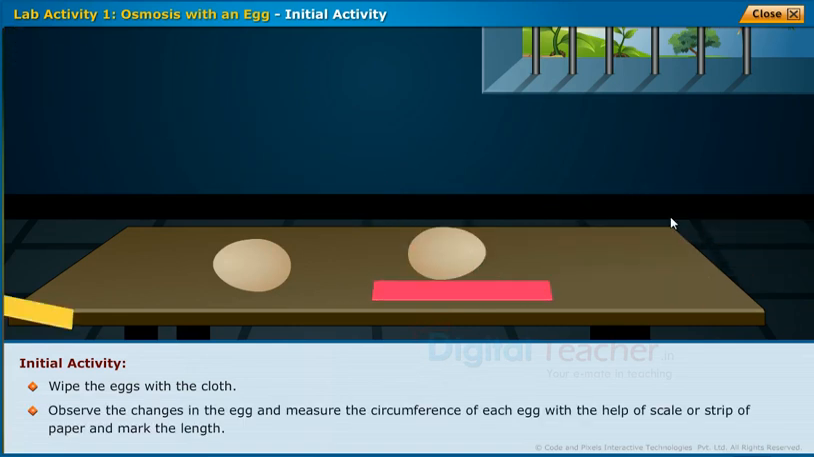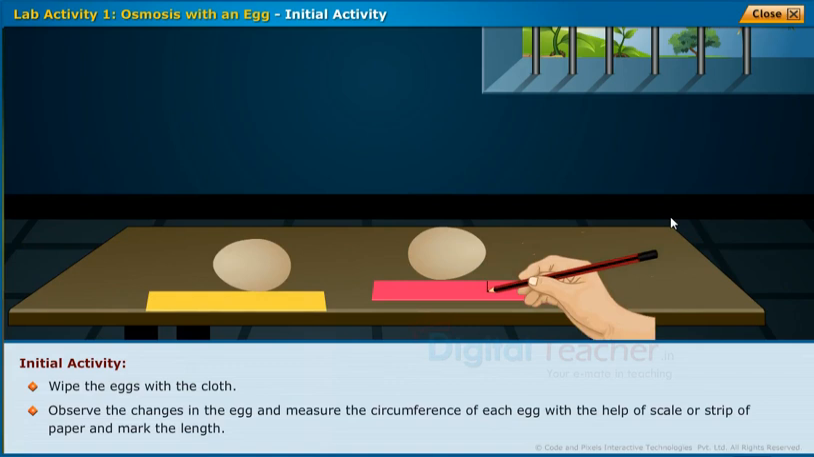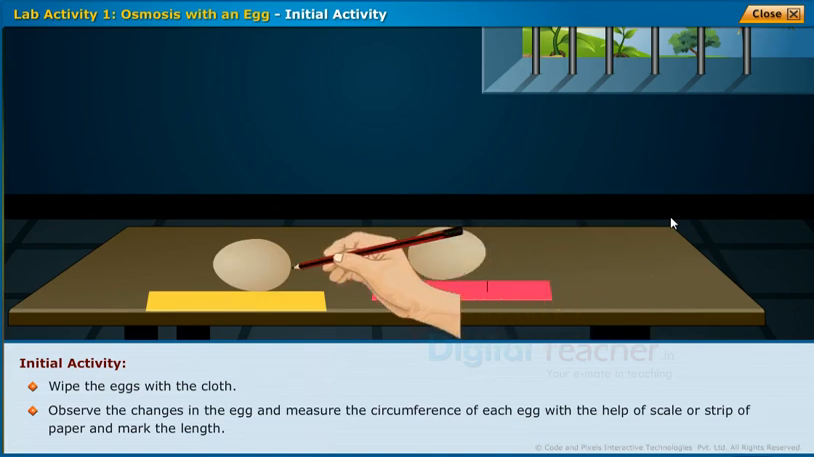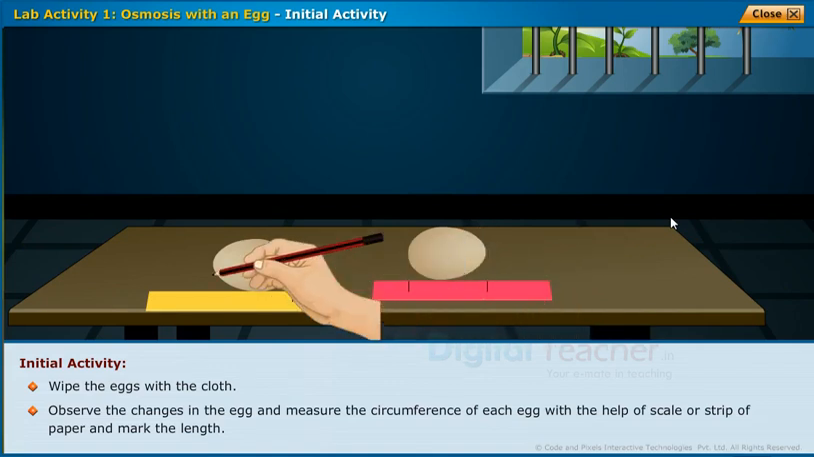Observe the changes in the egg and measure the circumference of each egg with the help of a scale or strip of paper and mark the length.